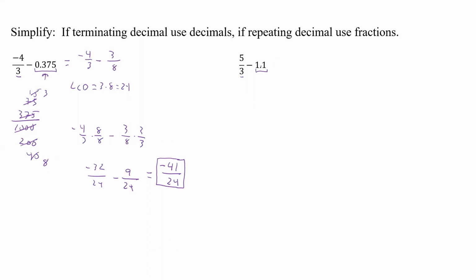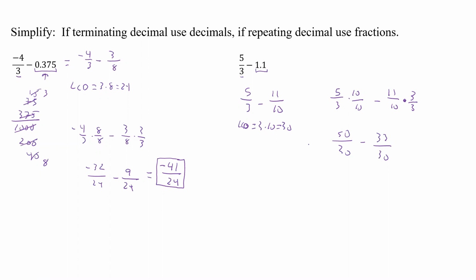Now this one's going to be a little easier because we only have one decimal place, and so really this is 5 over 3 minus, now that's just going to be 11 over 10 because we have one decimal place, so 10. And we really can't reduce anything there. So what we're going to do is look for the LCD, and that's just going to be 3 times 10, which is 30. So that's going to give us 5 over 3 times 10 over 10 minus 11 over 10 times 3 over 3. And so when we do that, that's going to be 50 over 30 minus 33 over 30.